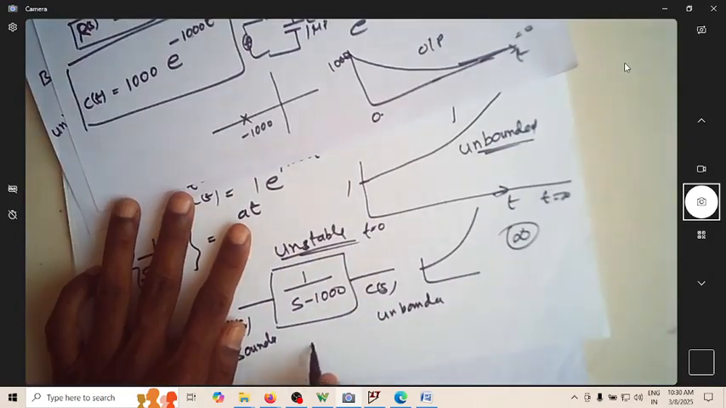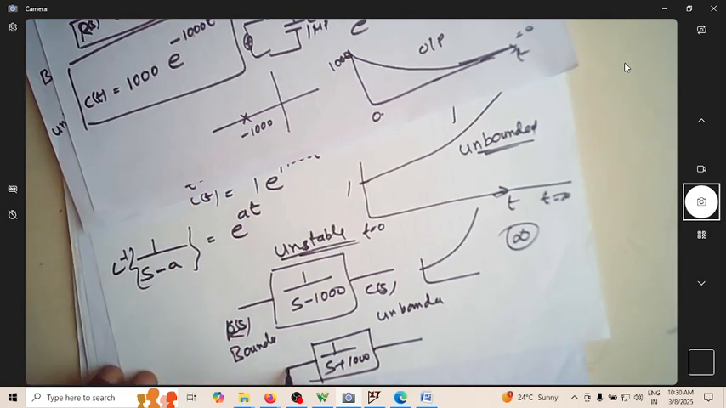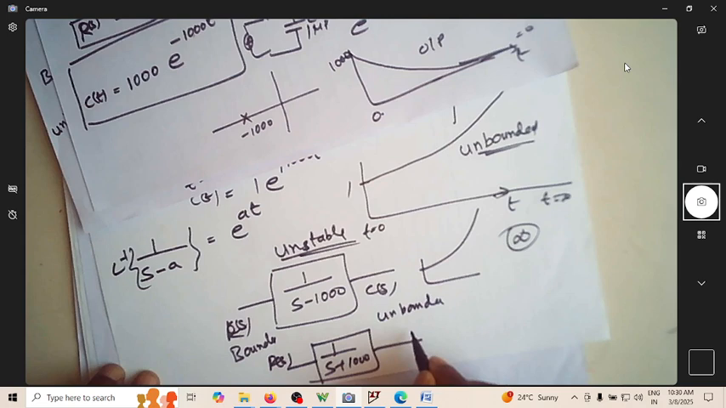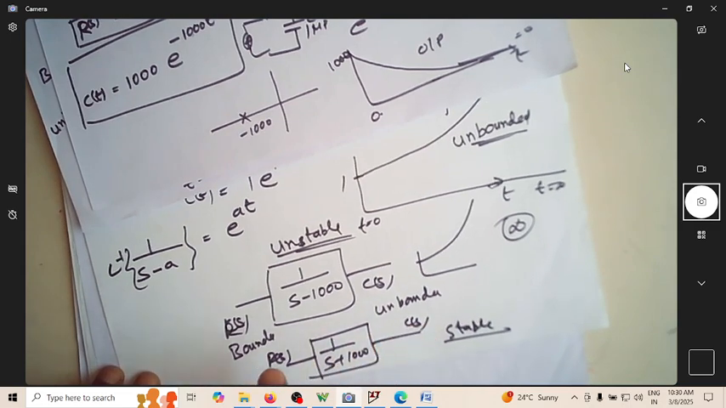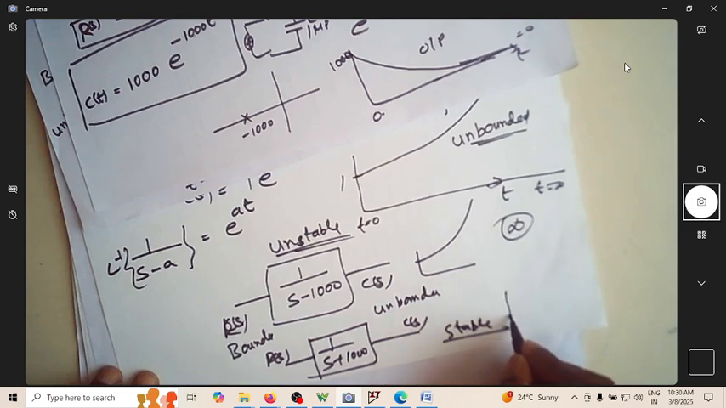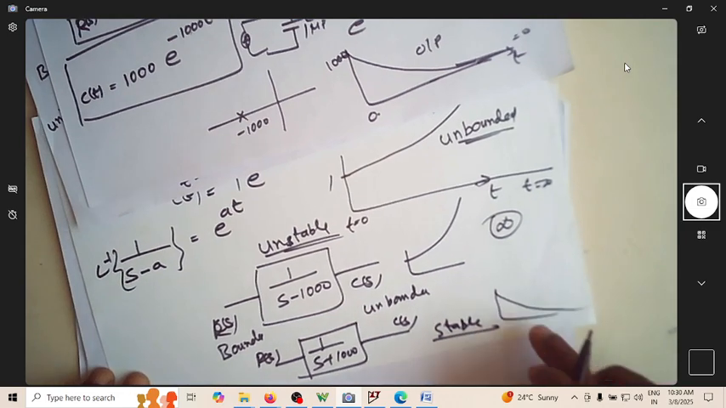So if it is 1 over s plus 1000, this is R(s), this is C(s). This is a stable system. Why is it a stable system? Because its c(t) for a bounded input is a finite value as t tends to infinity.